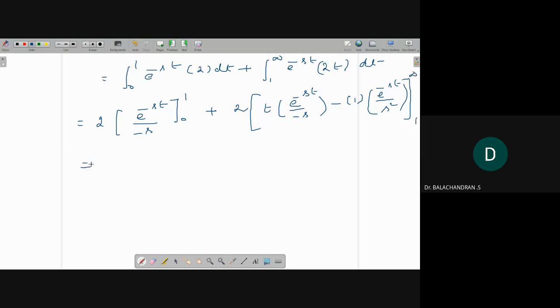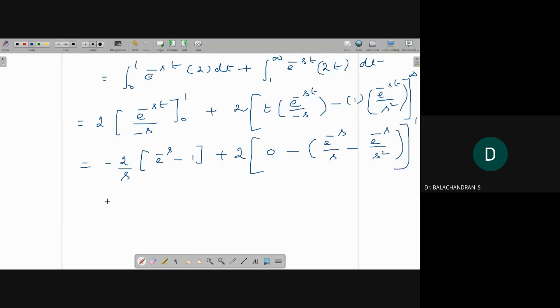So this is equal to minus 2 by s, upper limit 1, e power minus s, minus e power 0, 1, plus 2 into, e power minus infinity is 0, similarly e power minus infinity is 0, so the upper limit gives 0, and then minus the lower limit. The lower limit is t equal to 1: you have 1 into e power minus s divided by minus s. Here with the minus sign, t equal to 1, e power minus s by s square.